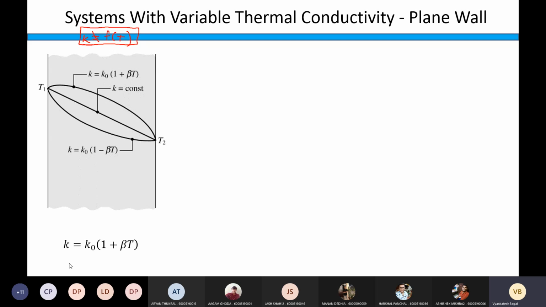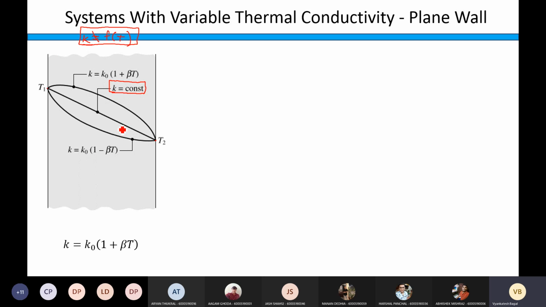So this is a slab having temperature T1 on the left face and temperature T2 on the right face, right? We talked about this case. When K is constant, we know the temperature distribution is linear in a slab. I hope you know this. Temperature distribution is linear in the case of a plane slab when K is constant. Now we will consider the case where you can have either a convex or concave kind of temperature distribution.